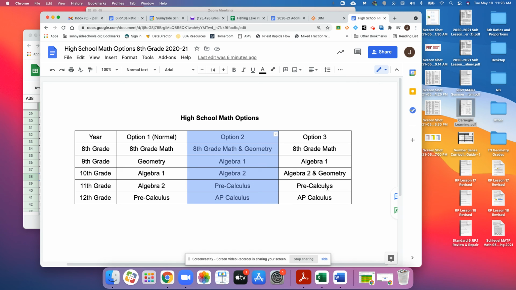What we're going to be doing, folks, again, is just make sure that you understand this and that you are able to work with your teacher and make the decision that is best for you so that we know what to put you in as you start high school at Sunnyside High School this coming year.